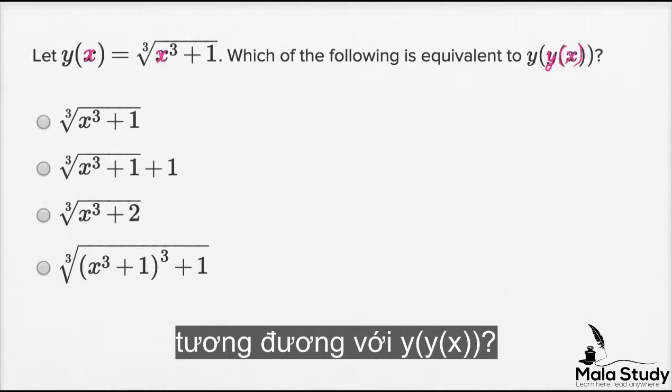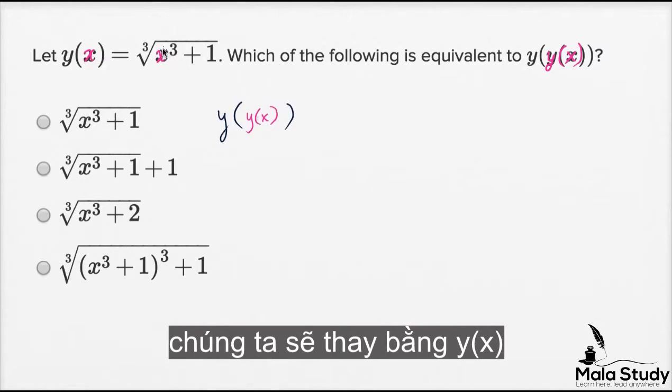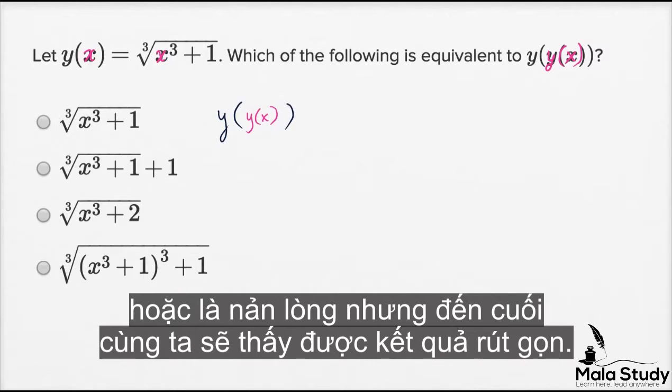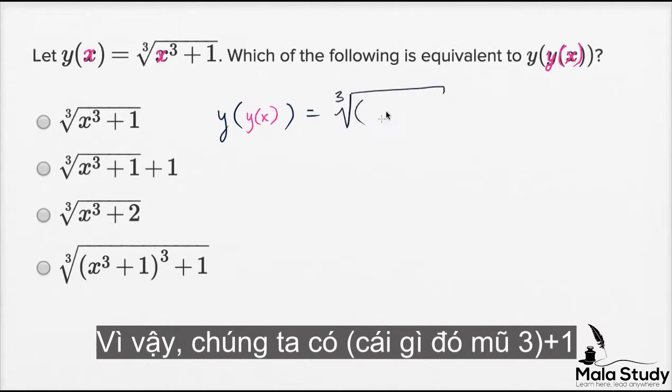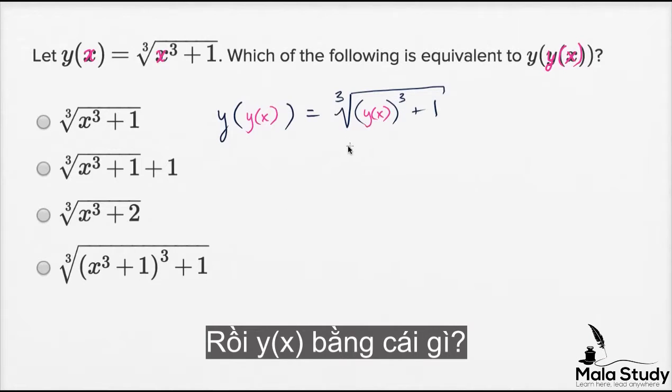Well, to evaluate y of x, everywhere where we see an x here, we would just replace it with a y of x. It might seem a little bit daunting because it's referring to itself, but it should all make sense in the end. So we're going to have something to the third power plus 1, and in this case, that something is y of x. So what's y of x equal to?